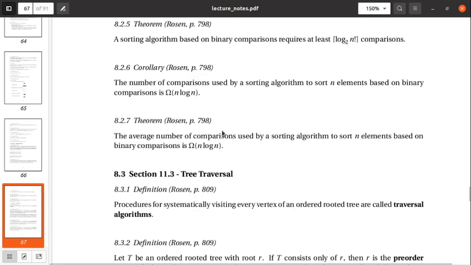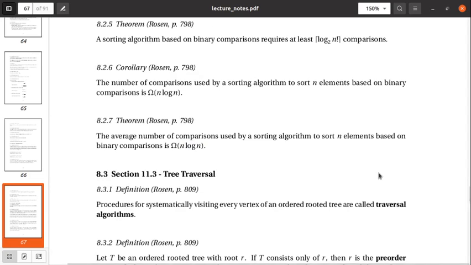Right? So this one just says that the average number of comparisons used by a sorting algorithm is in proportion to n log n. It grows on the order of that.